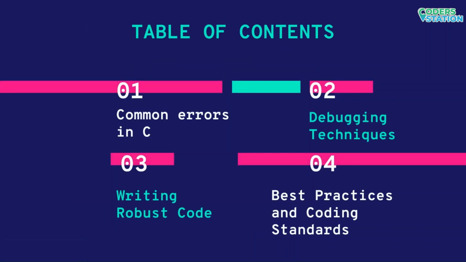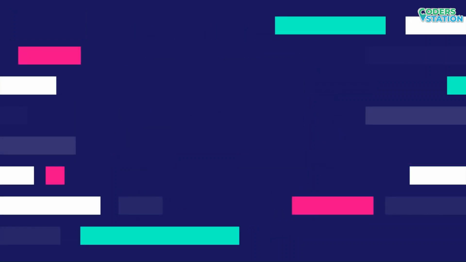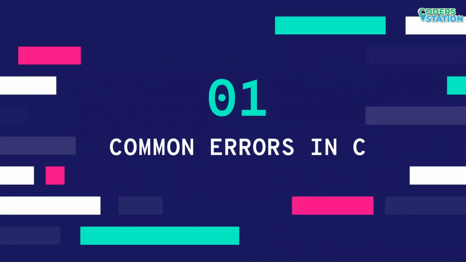Move on towards the table of contents. In this video, we are going to see about the common errors in C. Second, the debugging techniques. Third, how to write robust code. And fourth, the best practices and coding standards. So let's move forward. Our first topic is common errors in C.